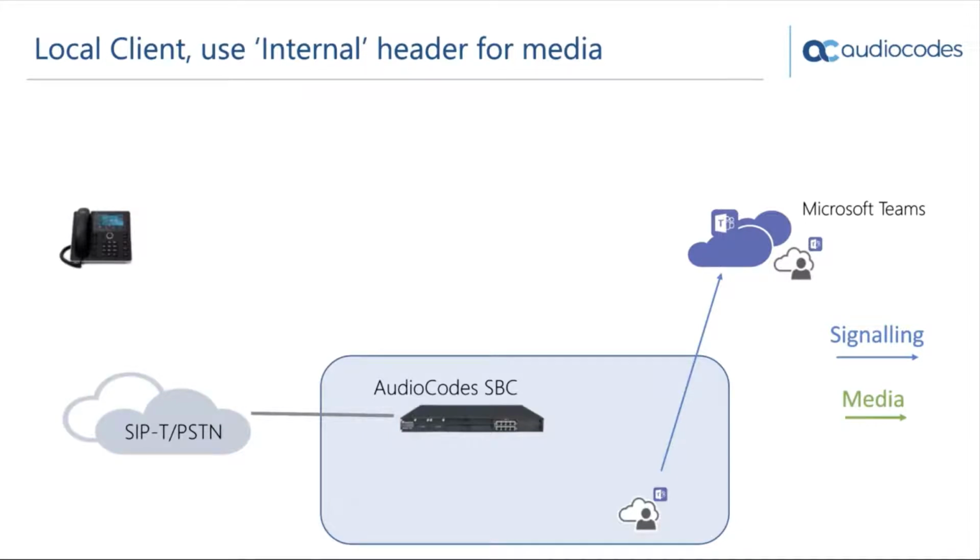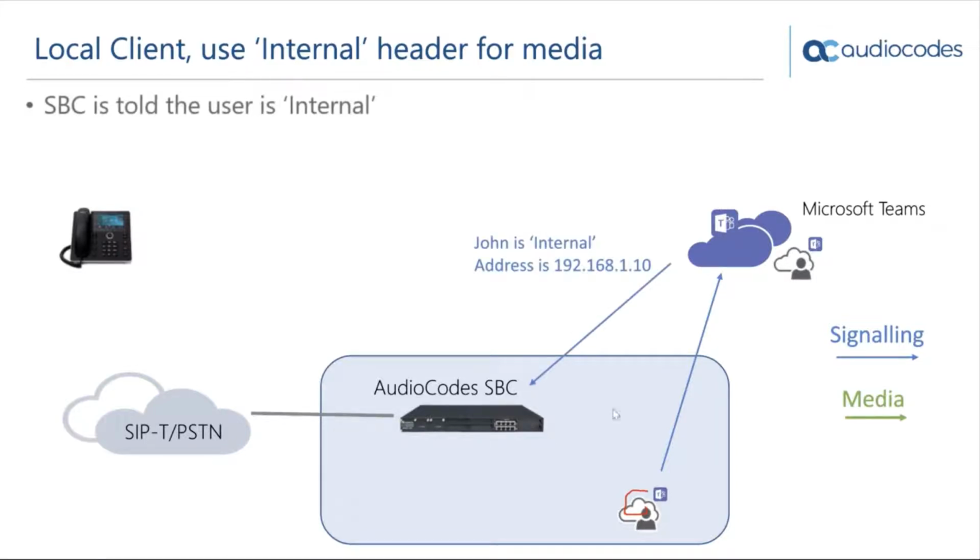So if we go back to the scenario we had a few minutes ago, where this client here is sitting on the same LAN as the SBC. When he makes his call, you actually get a SIP header coming down saying John is internal and his address is 192.168.1.0, because John has sent this message up to Teams and then Teams sends it down to the SBC. So the SBC's got 3 bits of information: John's internal, this is his address, and also which site he's in at the moment.